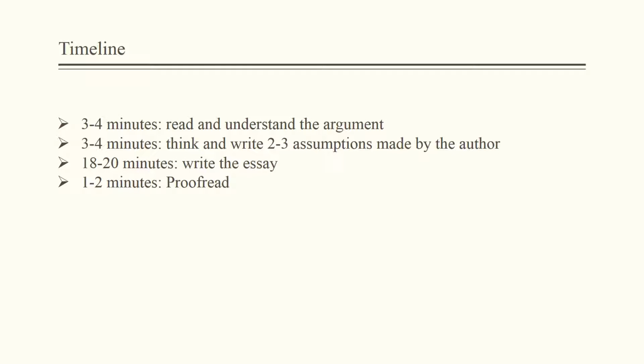Alright, so the timeline that you should follow in writing an argument is as follows. You spend 3 to 4 minutes in reading and understanding the argument. Then you spend another 3 to 4 minutes in thinking and writing about assumptions made by the author, at least 2 to 3 assumptions. Then you spend 18 to 20 minutes in writing the actual essay, and then 1 to 2 minutes for proofreading. Again, there's not a lot of time allotted for proofreading, so it's okay to have minor spelling and grammatical errors.